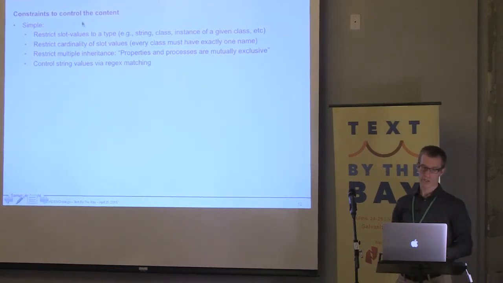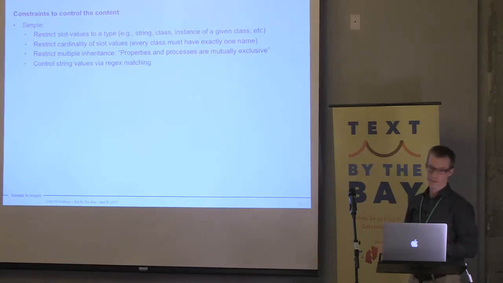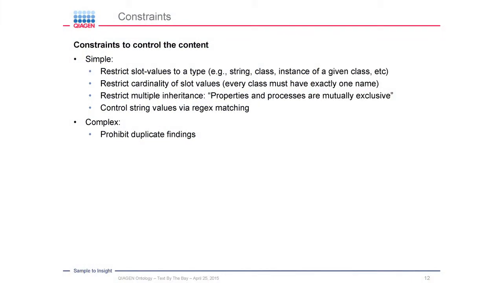Or slot values at the finding level should be pointing to instances. We restrict cardinality of slot values. Slots have to have, we can say, maximum or minimum or exact numbers. We can restrict multiple inheritance, so that in that way we can indicate that things like properties and temporal things or processes are mutually exclusive. There should never be a class that can be both. So that's sort of sanity testing. And then we can control string values via regular expression matching.